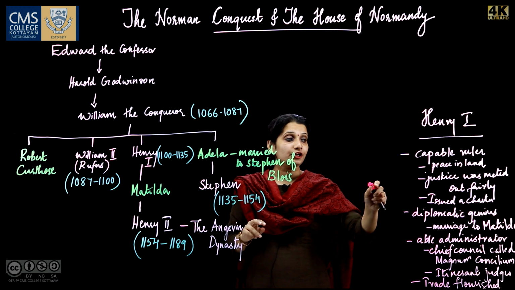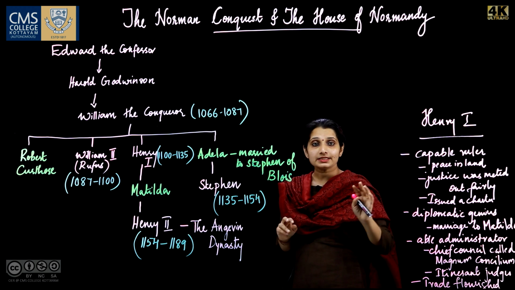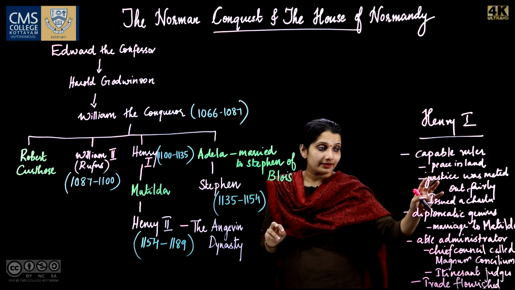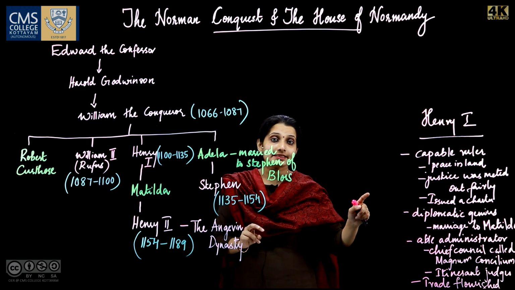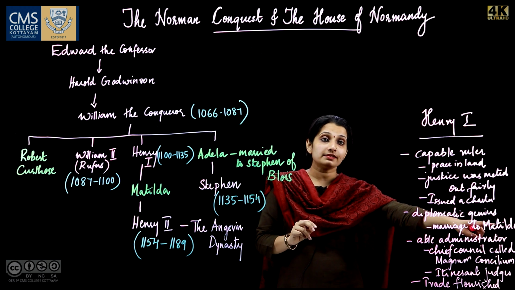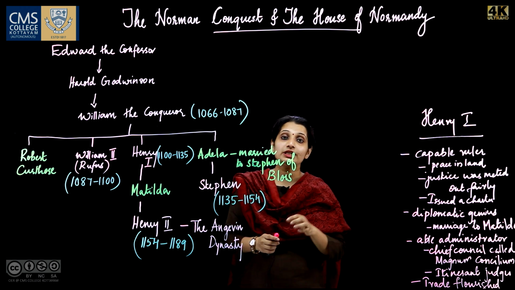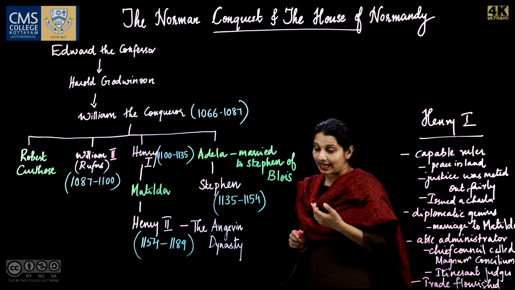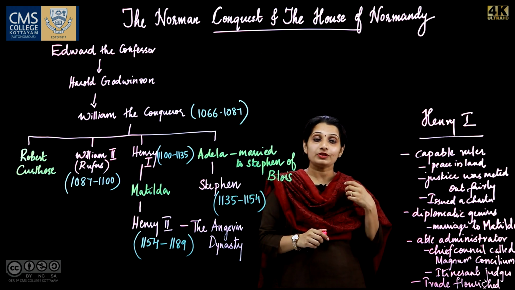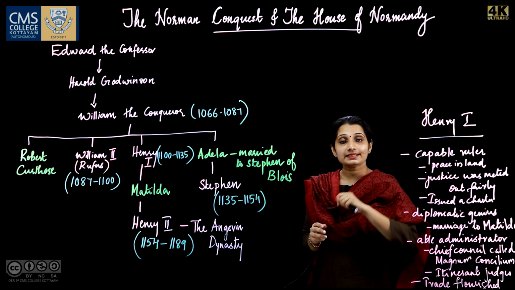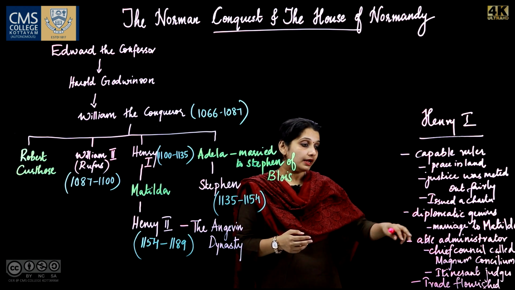So during his tenure as the King of England, there was peace in the land and justice was meted out fairly. Henry was also a diplomatic genius, and he married Matilda, daughter of Malcolm III, and this saw the union of the Saxon and the Norman blood, and this made it easier for the people of England to accept Henry as their undisputed king.